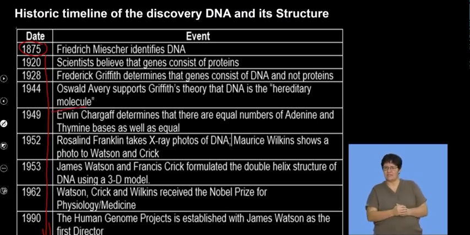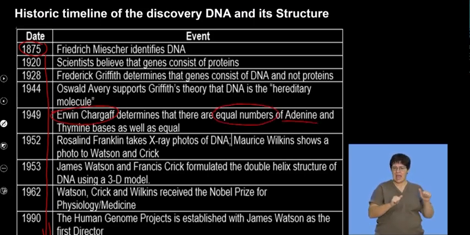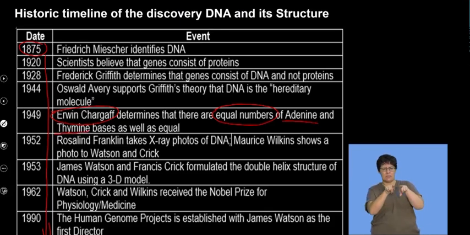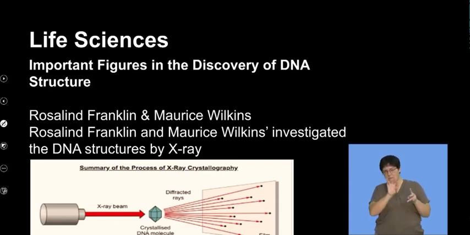Erwin Chargaff played a very important role in determining that there were always equal numbers of adenine and thymine bases, as well as equal numbers of cytosine and guanine bases. We're going to spend some time looking at some key discoveries in the structure of DNA. Notable is Franklin's and Maurice Wilkins' contribution to this.